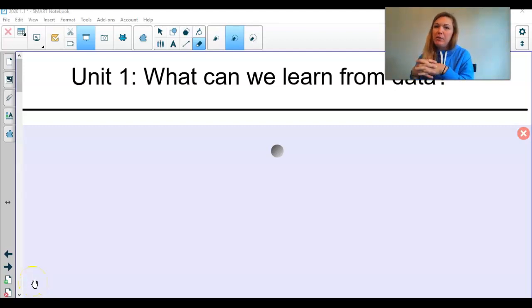Unit 1, what can we learn from data? Really, the goal today is just to make sure that you have some basic terminology down. We're not doing any real huge math today. Again, just basic terminology. So let's get going.